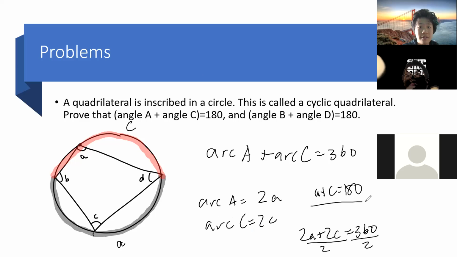And you can prove that in a very, very similar way with B and D, because B also cuts out this kind of arc, and D cuts out this arc. And they also make 360 degrees with their arcs. Any questions?